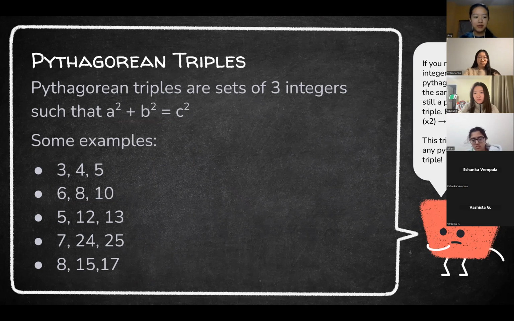Oh yeah, and also if you multiply all the numbers in a Pythagorean triple by the same number, it gives you a new Pythagorean triple. So like if you multiply all the numbers in 3, 4, 5 by 2, that gives you 6, 8, 10, which is just another Pythagorean triple. So yeah.